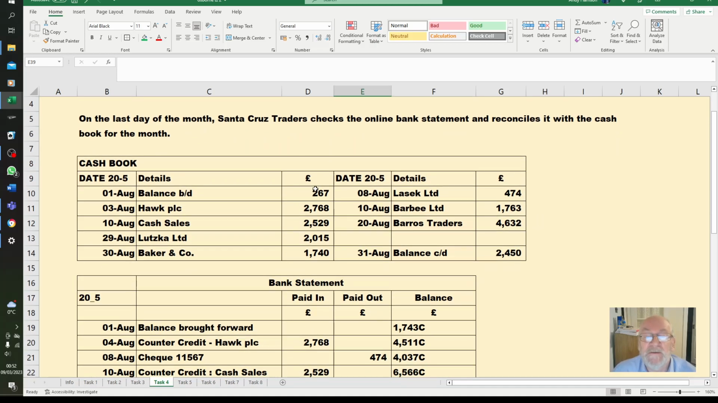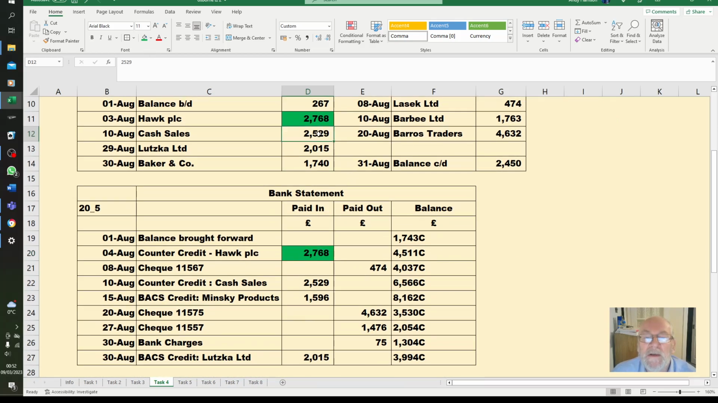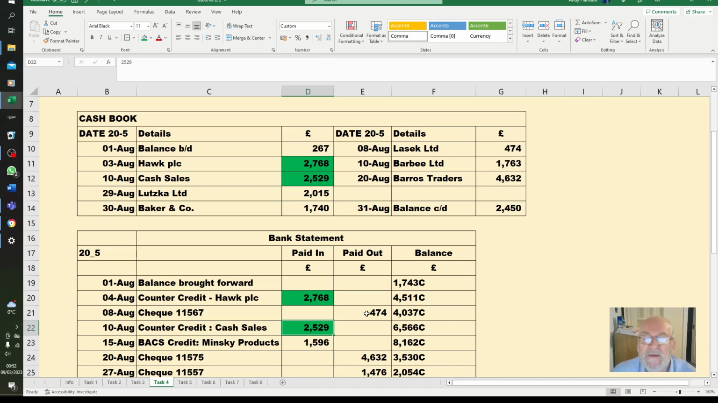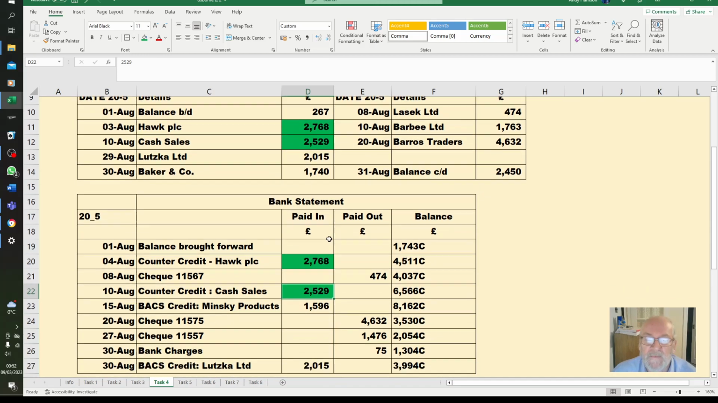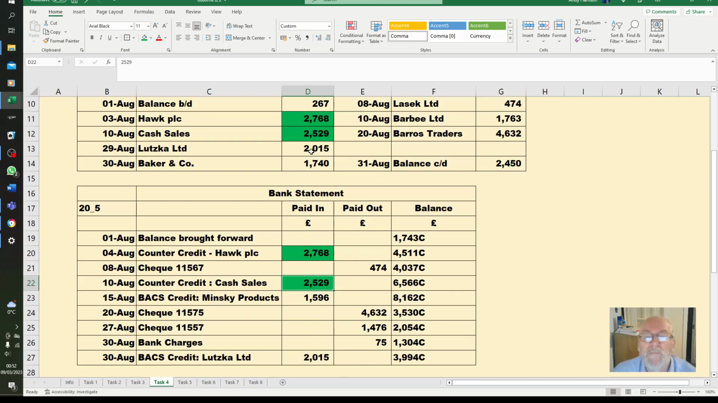So we can't match the 267, that's the first item, but we can match the 2768. And we can match the 2529, and the 1596 we can't match, and the 2015 we can.